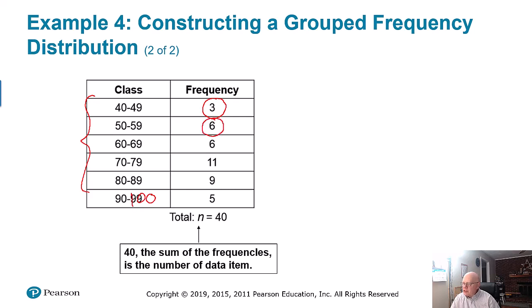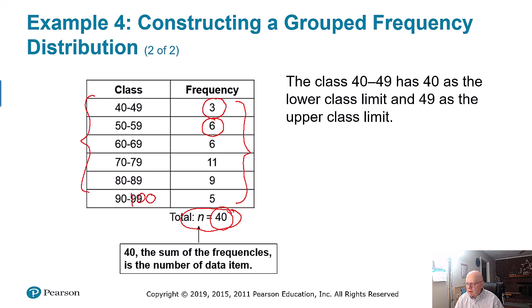A good idea, too, when you get all these frequencies, add them up and see if you've got the right number. We had 40 students, and these add up to be 40, so it looks as though we're in pretty good shape as far as the frequencies are concerned.